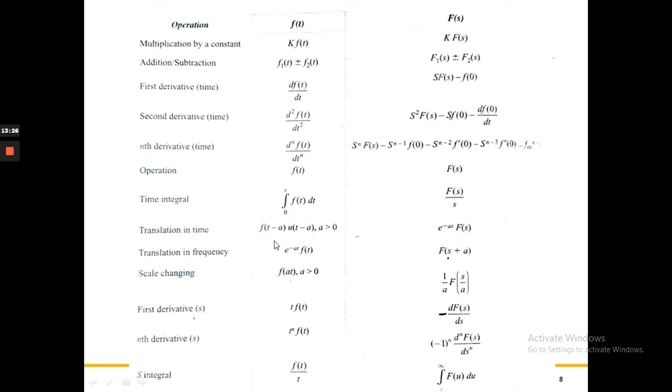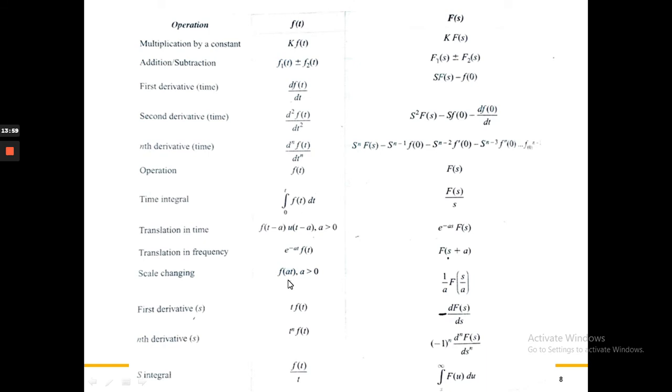Then the shifted function. Okay. The function is shifted by time. Then in the frequency domain it is multiplied by the exponential e raised to minus as into F of s. Then this is a translation in frequency. In the frequency domain it is shifted as F of s plus a. Then its inverse Laplace transform is e raised to minus at into f of t. That means if you are multiplying a function with the exponential term e raised to minus at, then it is a translation in the frequency domain.